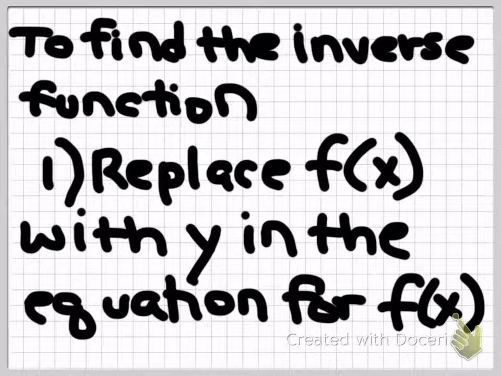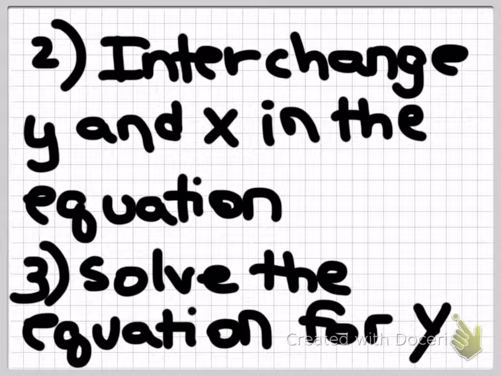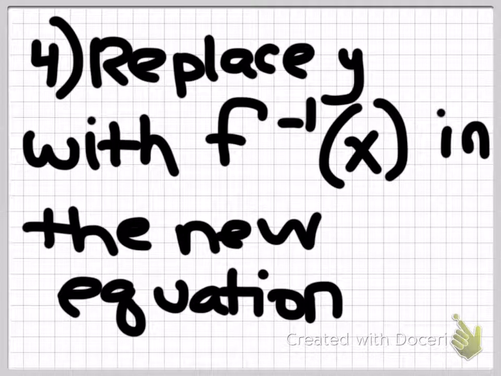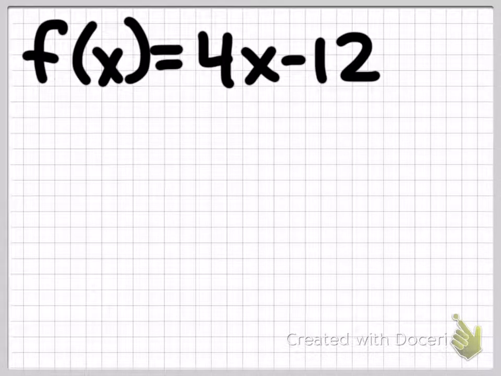Here, if you're given a function and asked to find the inverse function, there are 4 steps you would follow. The first step is to replace f of x with y. Then you would switch y and x. Then you would solve the equation for y. And then finally, replace y with f to the negative 1 of x to indicate that it's the inverse function. So we're going to follow those 4 steps here.